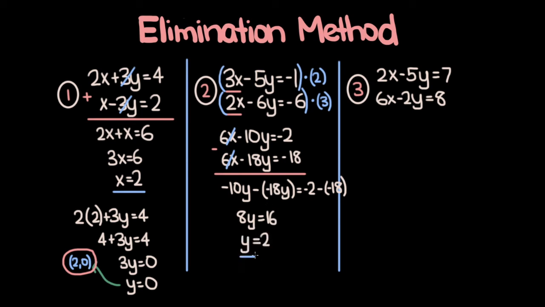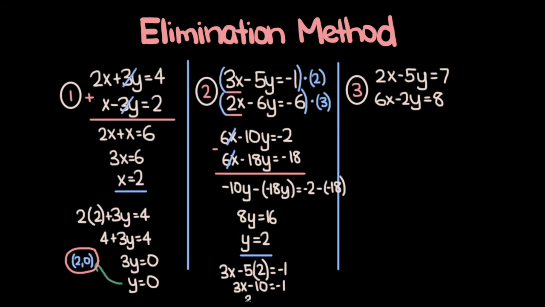And to find out the corresponding value of x when y is 2, we just use one of our original equations. Let's maybe use the first one. We get that 3x minus 5 times y, which we found out was 2, so minus 5 times 2, is equal to negative 1. So 3x minus 10 is equal to negative 1. And if we add 10 to both sides, we get that 3x is equal to negative 1 plus 10, which is 9. And then if we divide by 3 on both sides, we get that x is equal to 3. So the solution to this system of equations is 3, 2.